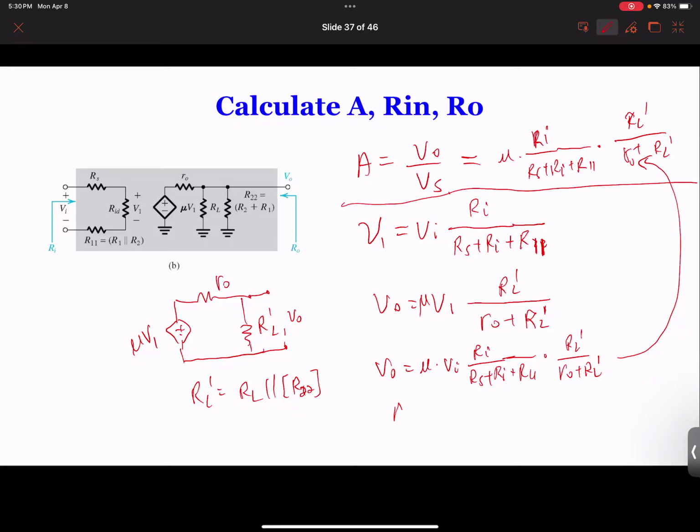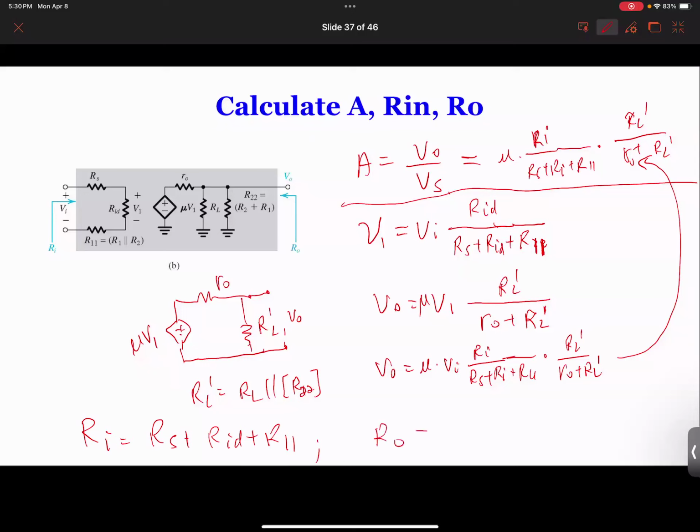Similarly, we can calculate Ri and RO. For the input resistance, if you look at the circuit over here, it's very simple. Ri is all three resistors together. So we have Ri equal to Rs plus RID plus R11. Okay, I have to change that, this is RID. So this is Ri.